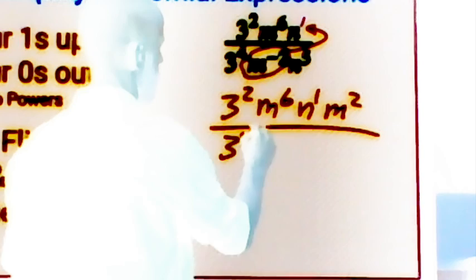This guy here, again, if you want to hit pause and try it on your own, you may. Throw your ones up. Throw your zeros out. Don't have any. Powers to powers, don't have any. Negatives flip. We will bring this one up to the numerator. So we've got 3 squared, m to the 6th, n to the 1st, m squared from the denominator over 3 to the 4th, n to the 5th.